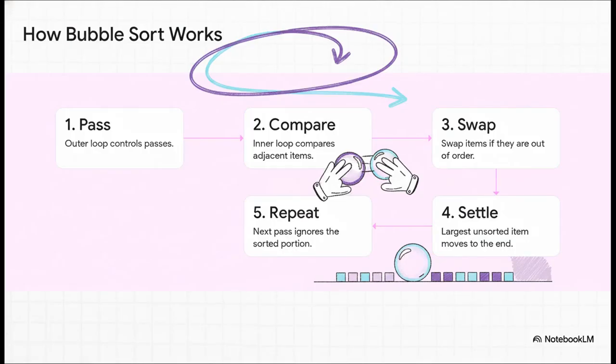So here's the play-by-play. You have an outer loop that just keeps track of how many passes we need to make. The inner loop is where the action is. It compares neighbors one by one and swaps them if they're out of order. After that very first pass, we know for a fact that the single largest item is sitting at the very end, where it belongs. So in the next pass, we can just ignore it, which makes each trip through the list just a little bit shorter.